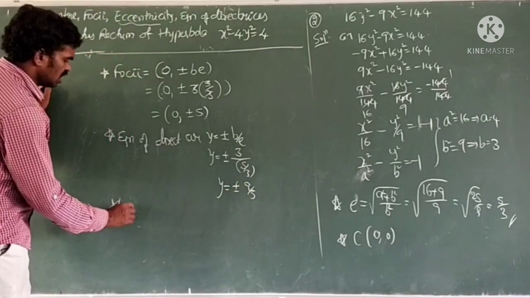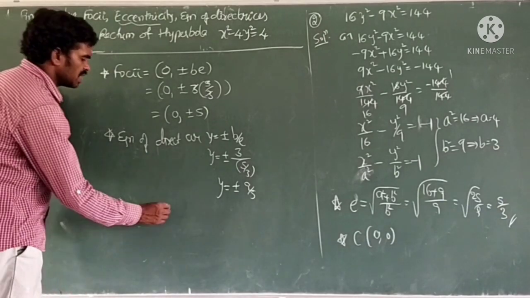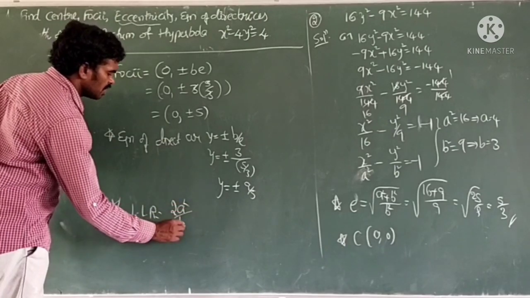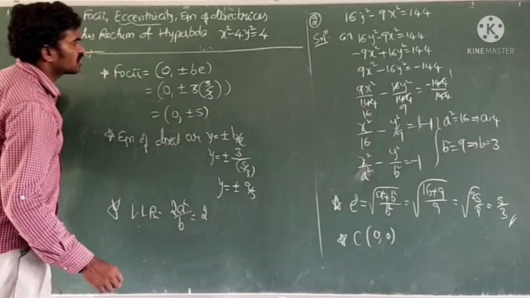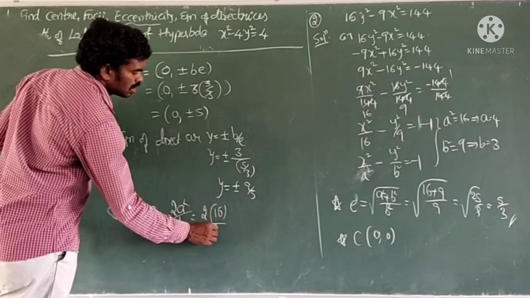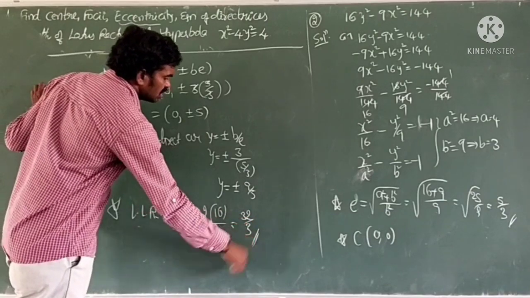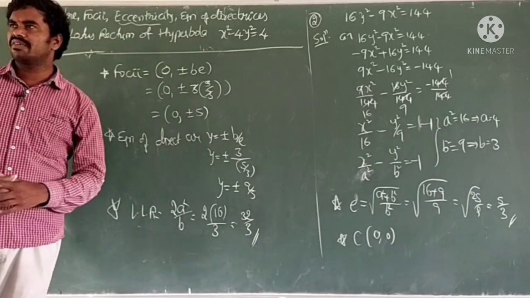Next, the last one, the length of the latus rectum. In the previous question it was 2b square by a, for this it is 2a square by b. What is a square? 16 by b, where b is 3. No cancellation, so it is 32 by 3. These are the answers to the given questions.